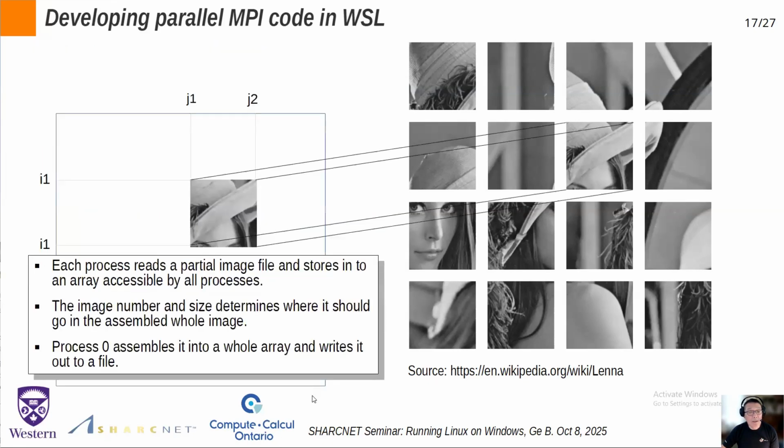So each processor reads a partial image file. I will have 16 files, and each file has its own dimensions, the X and Y number of pixels, and also a label, the number 0, 1, 2, 3 to 15, which determines where that particular piece should be located in the assembled whole image. Okay.